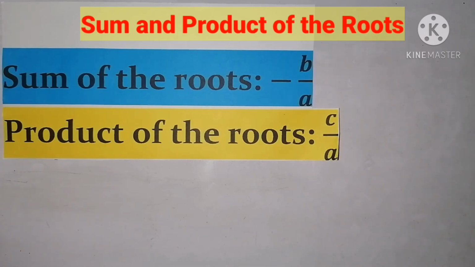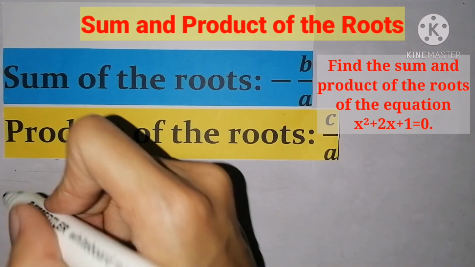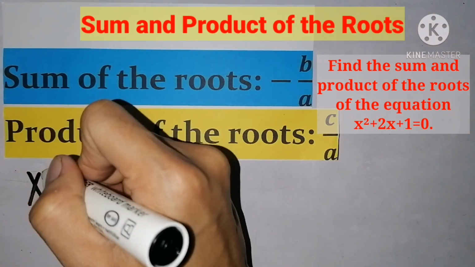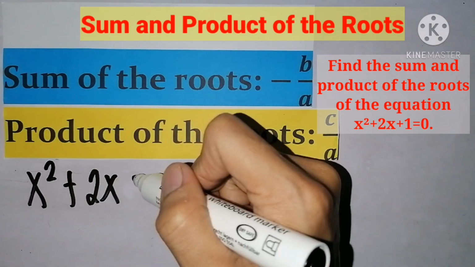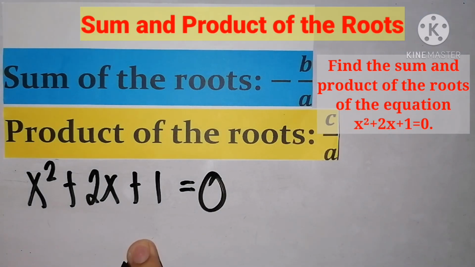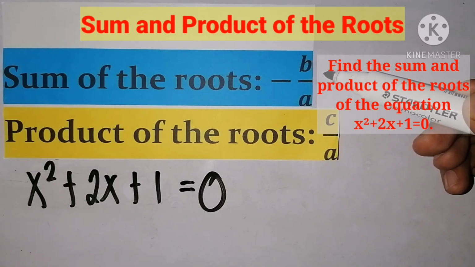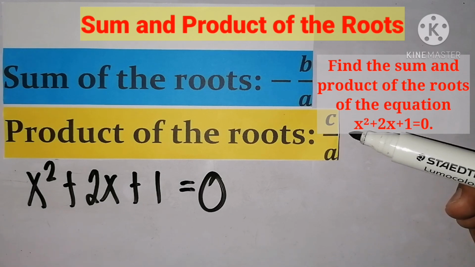So for now, we will try to take the first example. Find the sum and product of the roots of the quadratic equation x squared plus 2x plus 1. So if we have the given x squared plus 2x plus 1 equivalent to 0, this is the given quadratic equation. Without solving, how can we find the sum and product of the roots? We have for the sum negative b over a, and for the product c over a.